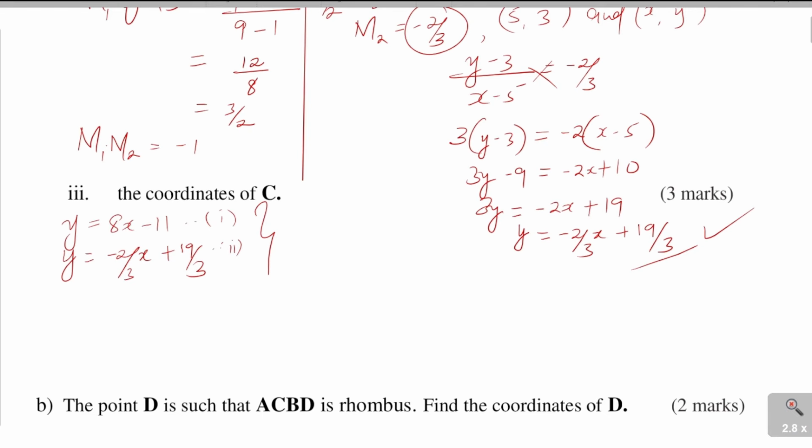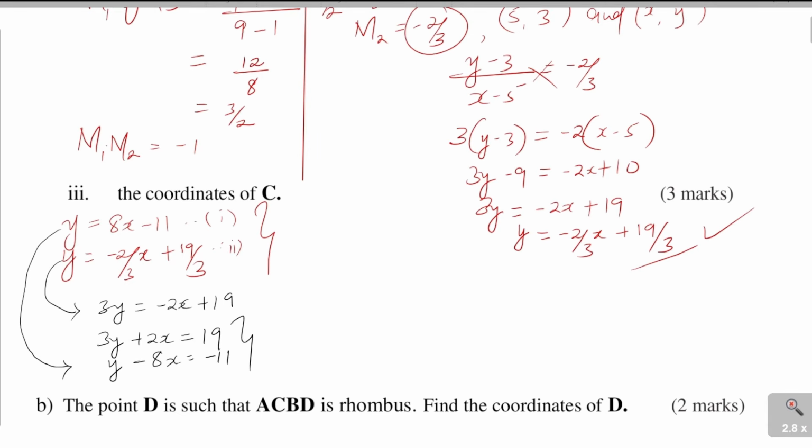All you need to do is simply reorganize them. For example, this one, I'll reorganize by first multiplying all through by 3. We'll get 3y = -2x + 19. Then I can take -2x to the left hand side, having 3y + 2x = 19. Then for this one, we'll have y - 8x = -11. And see, now I have reorganized.